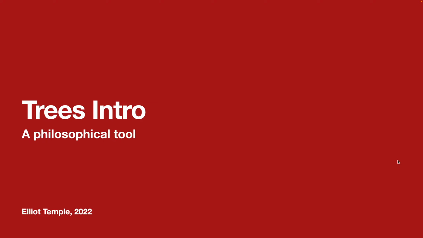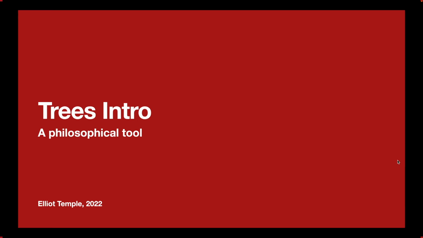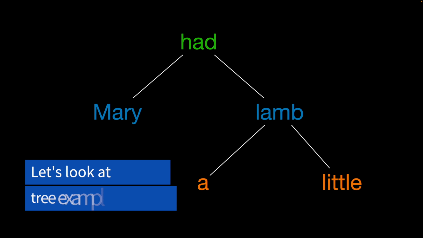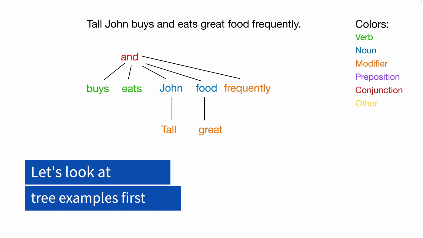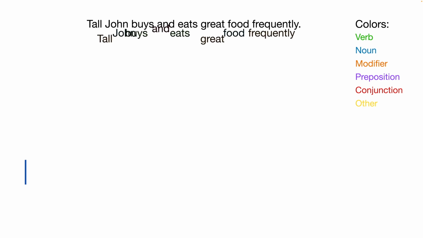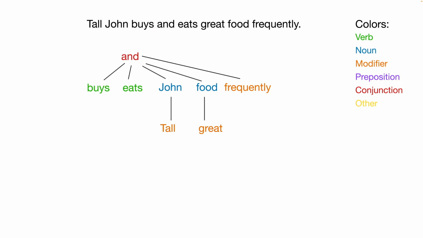Tree diagrams are a useful tool for philosophers, intellectuals, and others. I'll give you a quick introduction. Here's a tree. This one's a grammar tree. Here's another grammar tree. Trees can be animated. We'll remove it, and then animate how it's put together.